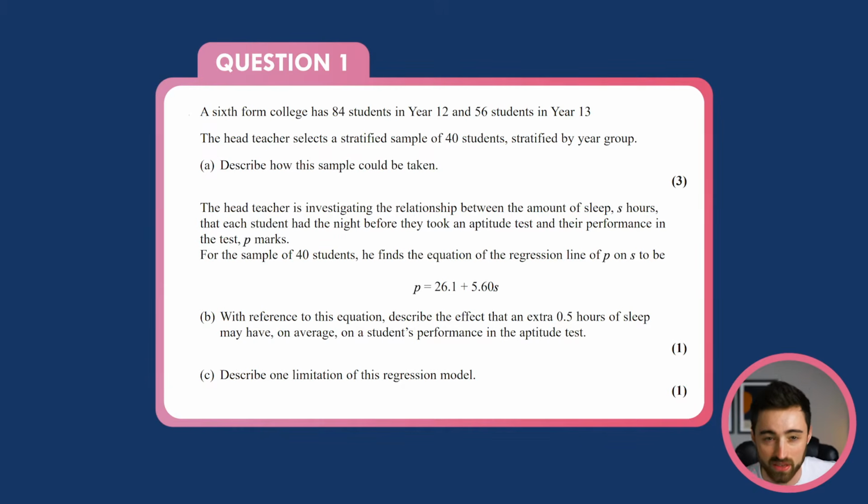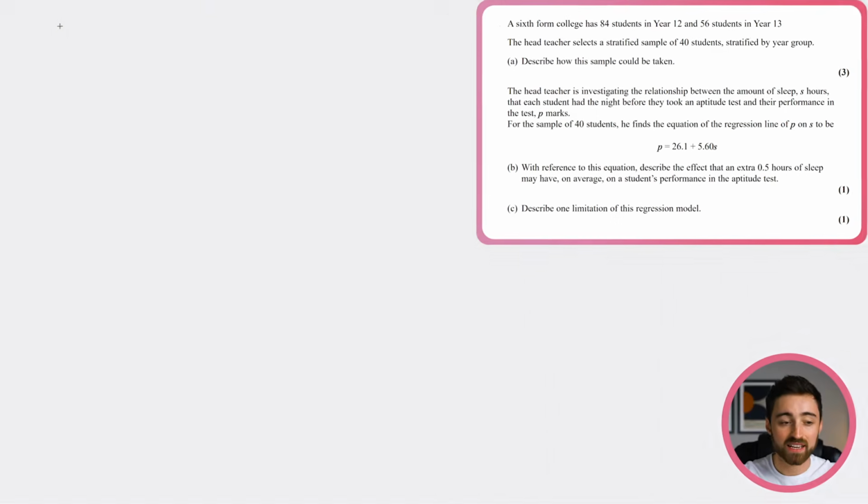Right, let's have a bit of a think about this. It's stratified by year group, meaning that this sample has to be representative of the amount of Year 12s and Year 13s. If there are more Year 12s than Year 13s, there should be more Year 12s in the sample too. It wouldn't make sense to have 100 Year 12s and 2 Year 13s, and then take a sample of 4 and have 2 of each, because it's not really representative. So I need the ratio.